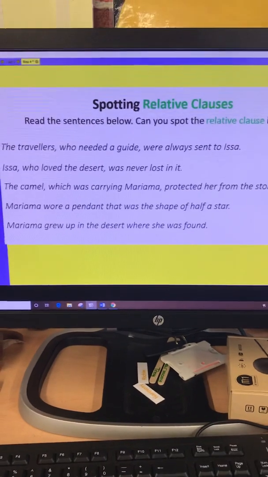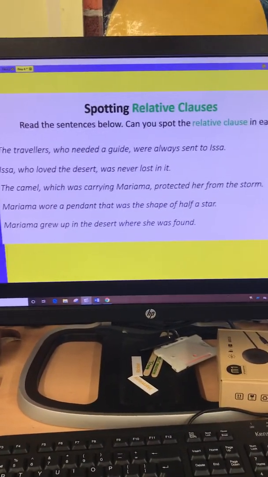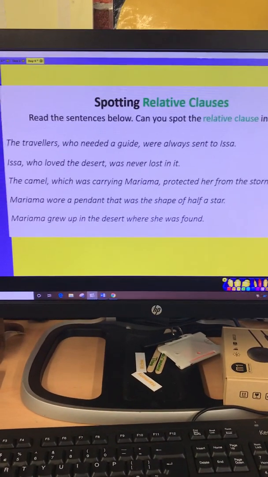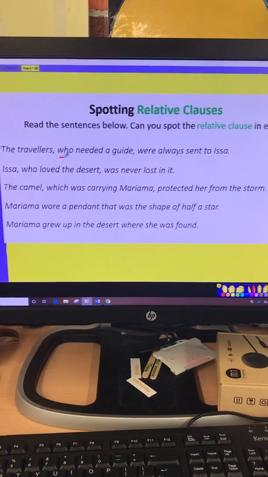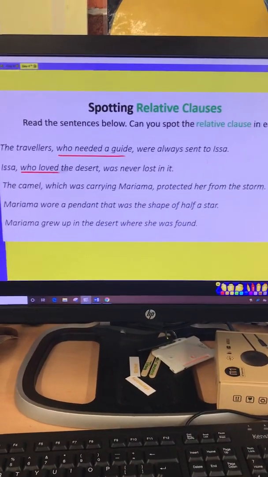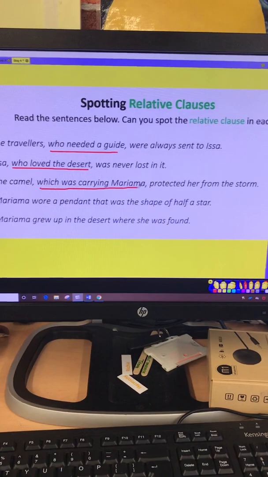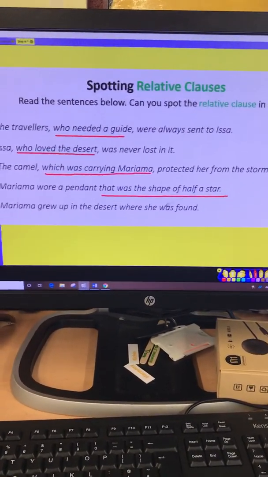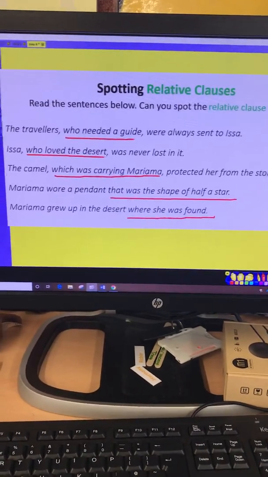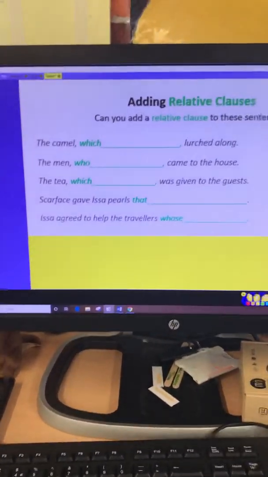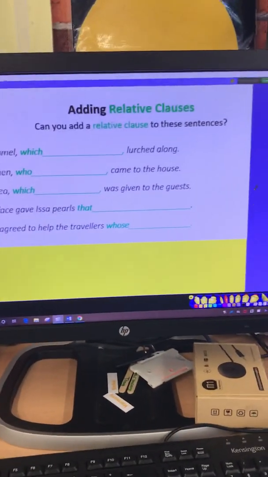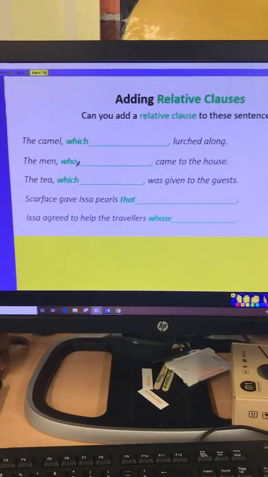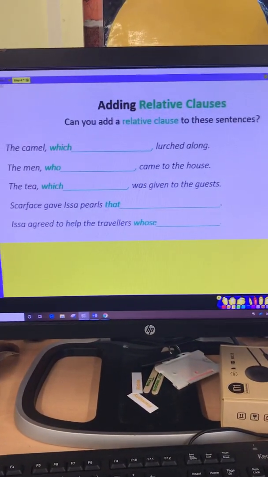So, what I'd like to do: pause the video, see if you can spot the relative clauses. Okay, so hopefully you were right. We've got who needed a guide, who loved the desert, which was carrying Mariama, that was the shape of half a star, and where she was found. Okay, again, this time I'd like you to pause the video and have a go at adding a relative clause to these sentences. The pronouns are already there for you, so pause it and have a go.